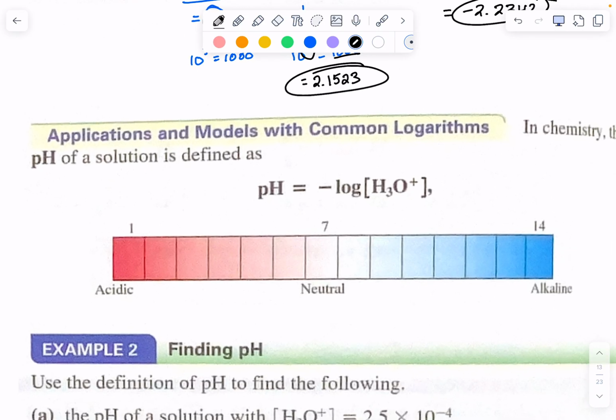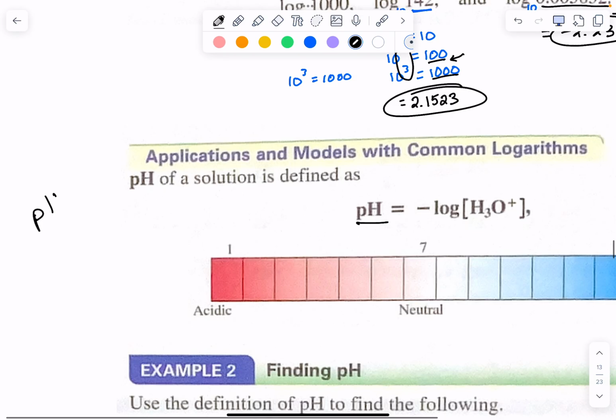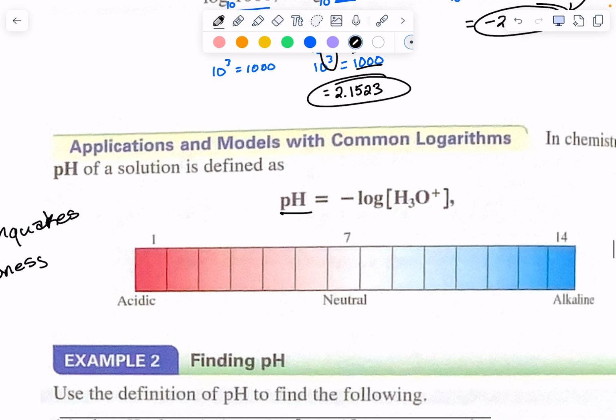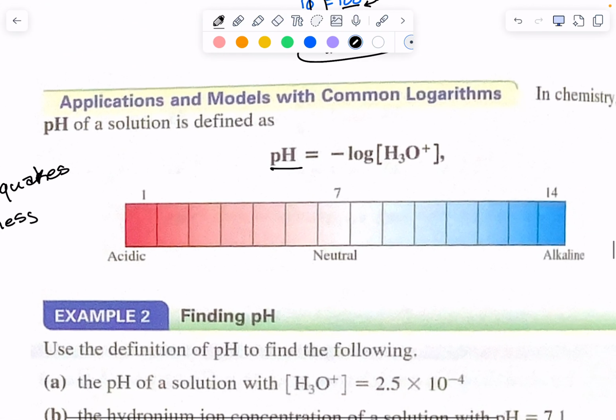Okay. Logs are used in pH. Logs are also used in earthquakes. For the quakes, they're used in the Richter scale, and then they are also used in loudness, when they're talking about the loudness of a guitar or something. pH, earthquakes, loudness. There's more than that, but that's what logarithms are used a lot for.